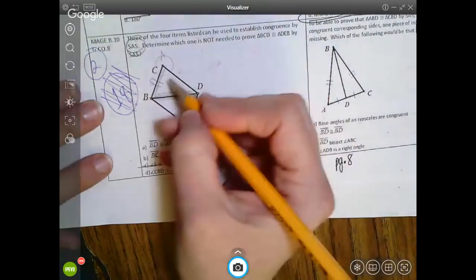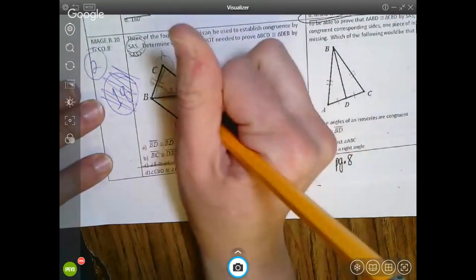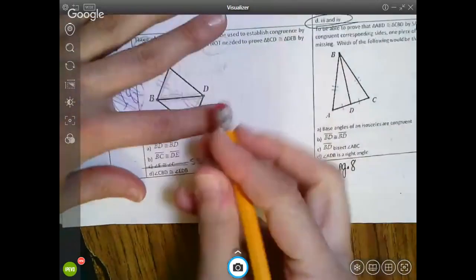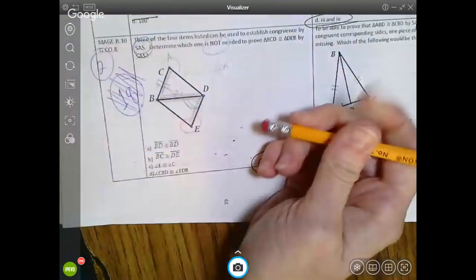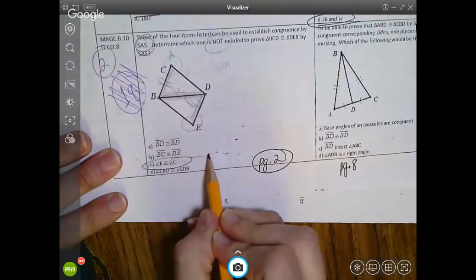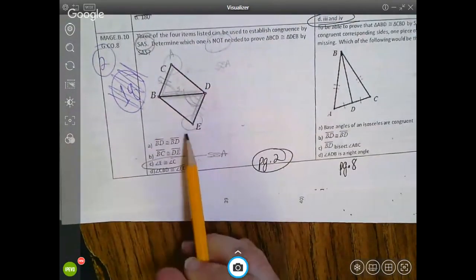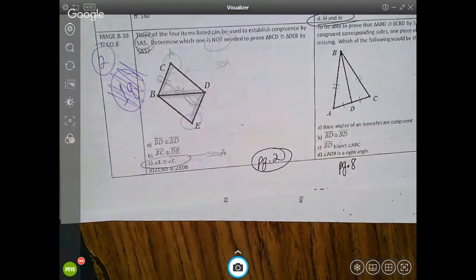So the last one says, what if we had CBD and BDE? Oh, I'm sorry, which one is not needed? So we would not need choice C because we would get side angle. So that's why it would not be this one. All these other 3 we need. Okay.